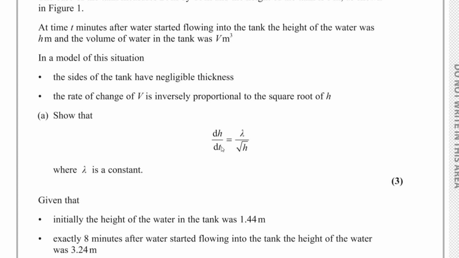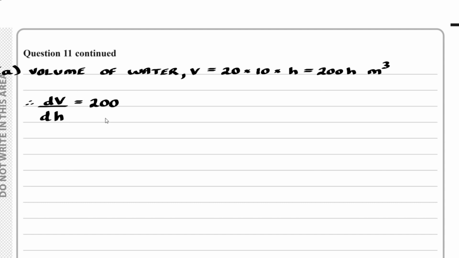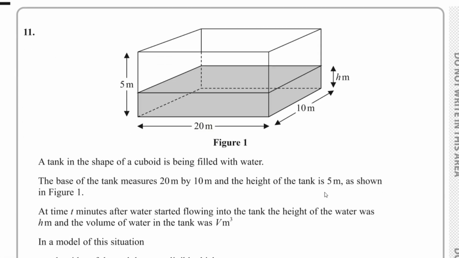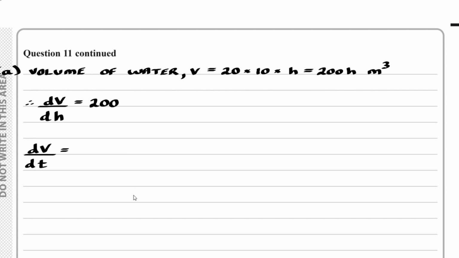For part A, we have to show that dh over dt equals lambda over the square root of h, where lambda is a constant. So for part A, the volume of water v, that's given by 20 times 10 times h, which is 200h meters cubed. So therefore, dv over dh is equal to 200. We can now find out what dv over dt is. We know from the question that the rate of change of v is inversely proportional to the square root of h, meaning dv over dt is equal to k over the square root of h.